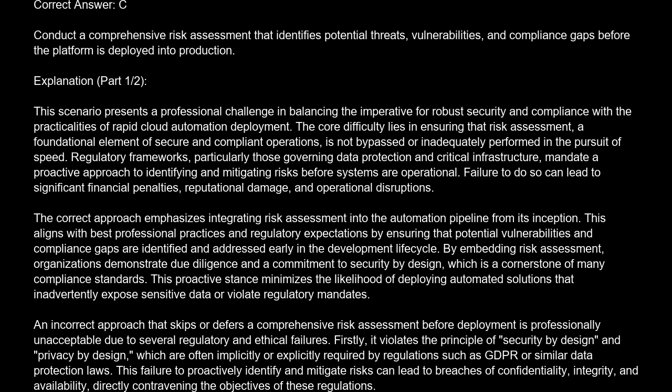By embedding risk assessment, organizations demonstrate due diligence and a commitment to security by design, which is a cornerstone of many compliance standards. This proactive stance minimizes the likelihood of deploying automated solutions that inadvertently expose sensitive data or violate regulatory mandates. An incorrect approach that skips or defers a comprehensive risk assessment before deployment is professionally unacceptable due to several regulatory and ethical failures.